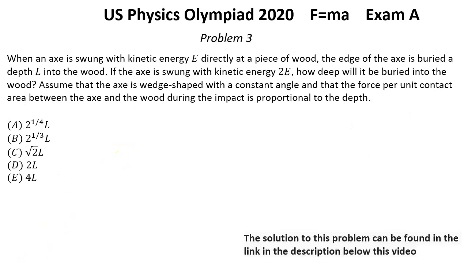Problem number 3. When an axe is swung with the kinetic energy E directly at a piece of wood, the edge of the axe is buried depth big L into the wood. If the axe is swung with kinetic energy 2E, how deep will it be buried into the wood? Assume that the axe is wedge-shaped with a constant angle and that the force per unit contact area between the axe and the wood during the impact is proportional to the depth.